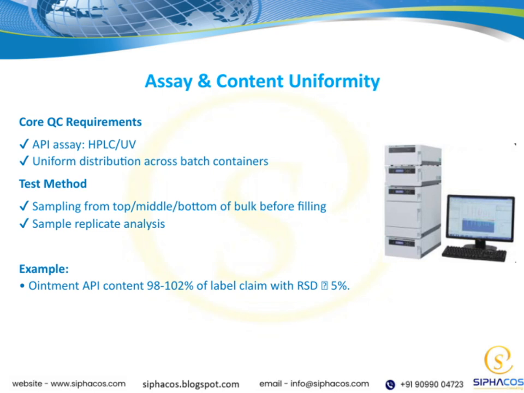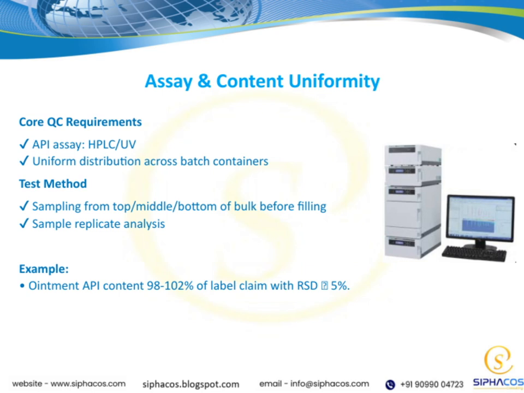sampling is key. We take samples from the top, middle, and bottom of the bulk before filling. This approach helps us detect any potential variations within the bulk material itself. Additionally, we perform replicate analysis on these samples. This means analyzing the same sample multiple times to confirm the accuracy and reproducibility of our results.